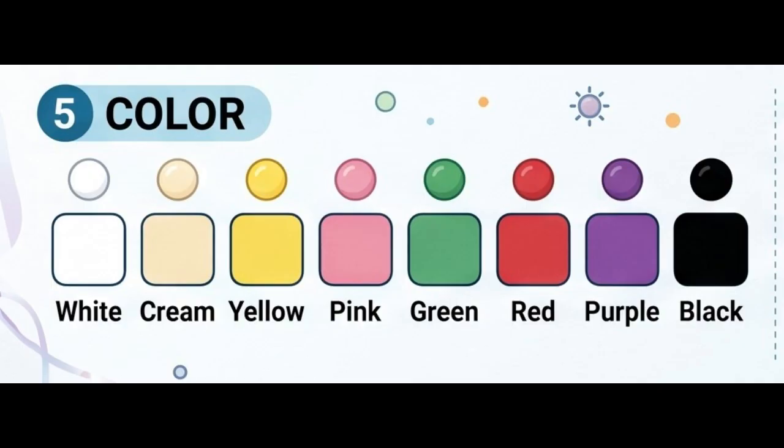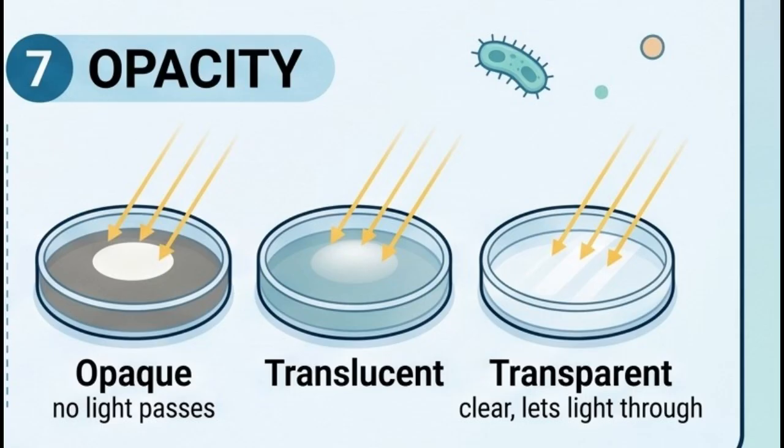Pigmentation is a huge clue. Chromogenesis. Some bacteria produce their own paint. Staphylococcus aureus is famous for its golden yellow hue. Serratia marcescens can produce a striking brick red pigment. Optical properties. Hold the plate up to the light. Is it opaque? You can't see through it. Translucent, light passes through, but it's blurry. Or transparent, clear like glass.